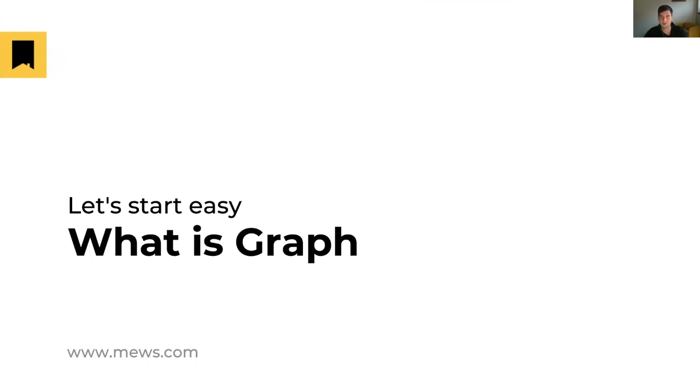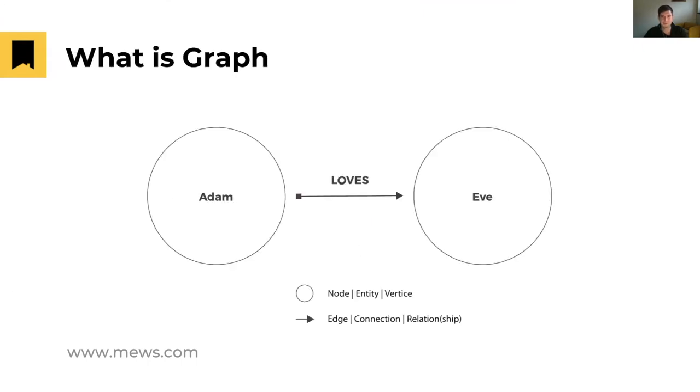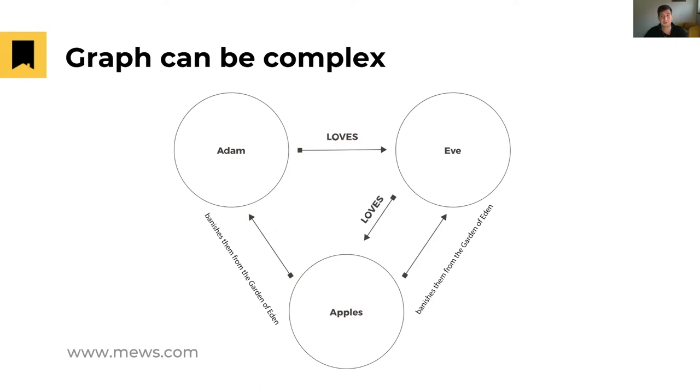What's a graph? Let's start simple. We can see that we have some schema here, which is Adam, Eve, and so on. These nodes we would refer to as entities or vertices, or rather some objects. But these objects can have some connection or relationship between them. And that's essentially what the graph is. It's pretty simple, right? Well, it can get really complicated, really fast, but it's fine, don't worry.